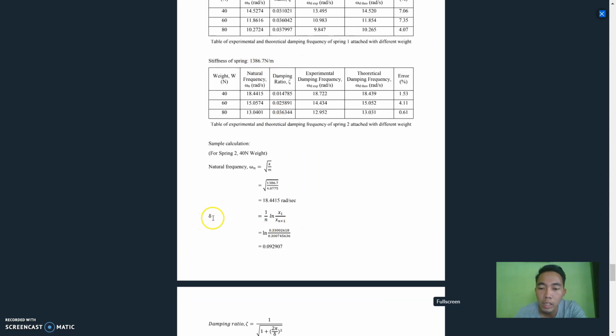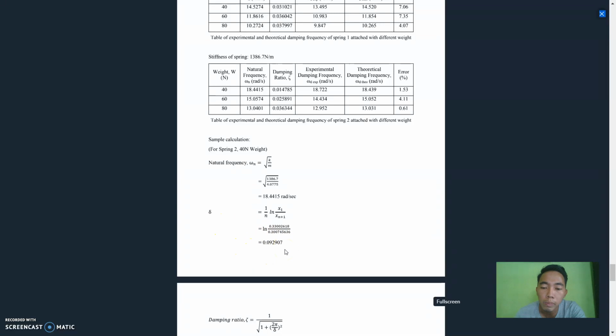And then after that, we'll try to find the delta, 1 over n. Just put a 1, so 1 over 1 is 1, so just cancel out. And then the ln, this one is the value for the graph, first amplitude and then second amplitude. For the delta, you will get the value 0.0929.